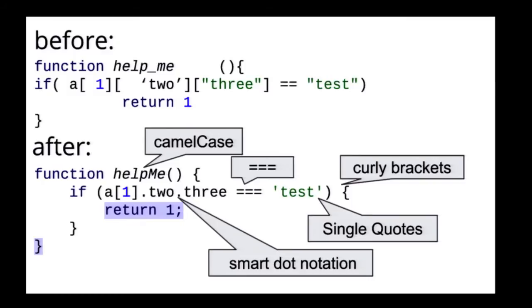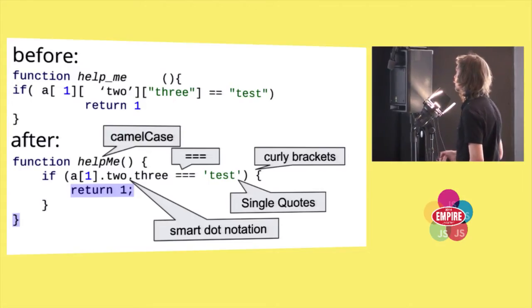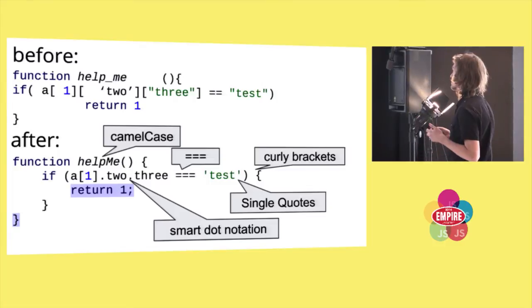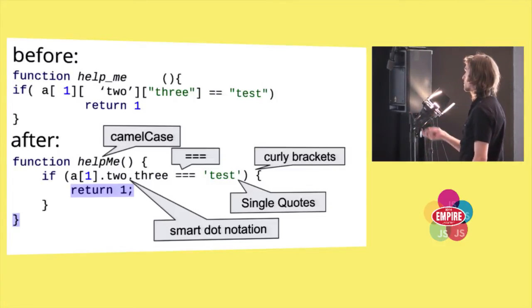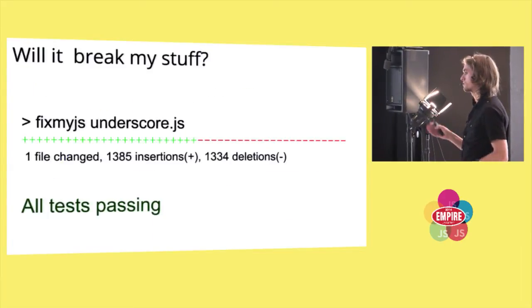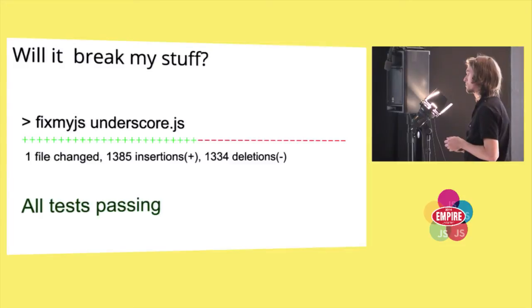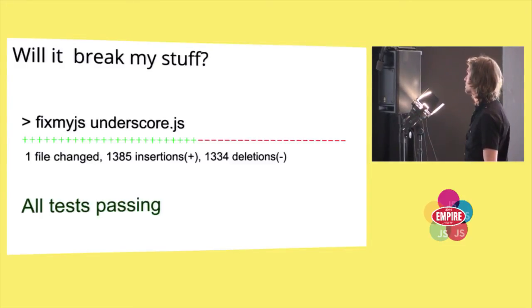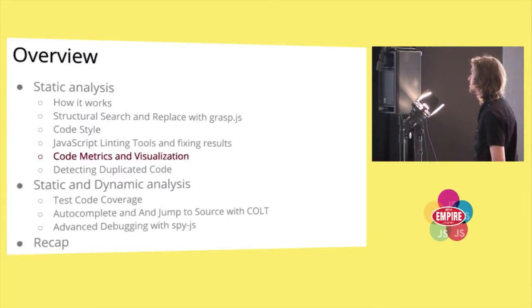One thing worth mentioning is replacing double equals with triple equals; it's probably not the safest thing in the world. And Fix My JS takes your JSHint configuration, so you should be able to configure that as well. And we ran it on Underscore just to see if it would break it. So we tried to modify settings as much as possible, so it pretty much affected all the lines in Underscore, and all tests were still passing for us, but still use it at your own discretion.